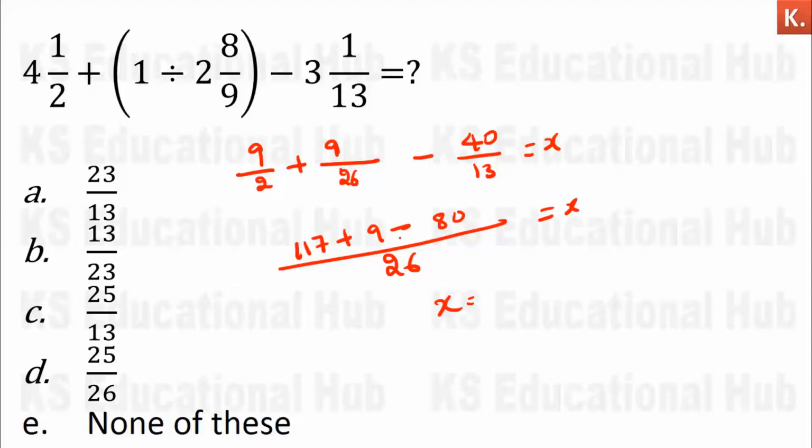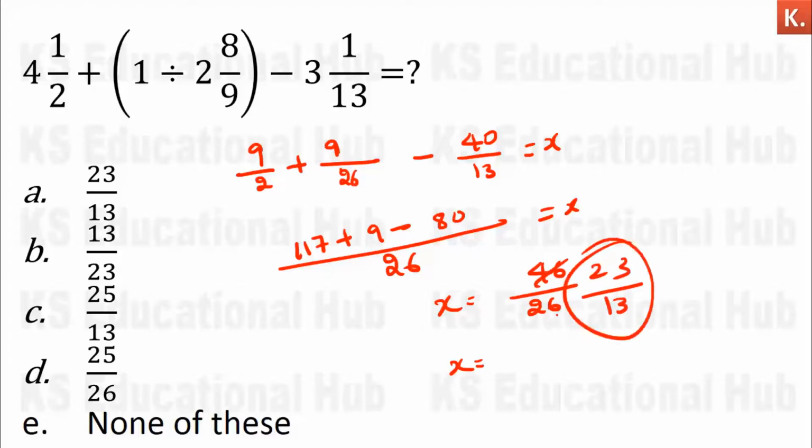So 117 minus 80 is equal to 37. 37 plus 9 is equal to 46 divided by 26. Can I simplify further? 2 times, 2 3 times, 2 1 time, 2 3 times. The answer has to be 23 by 13. So that is option A, 23 by 13. Clear about this? Okay. Let's check out the next one.